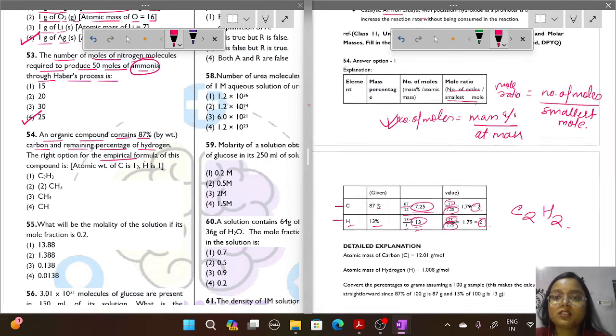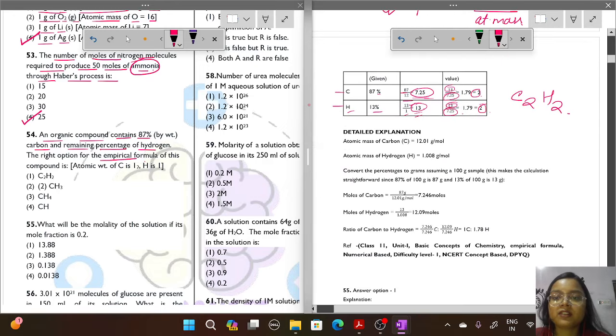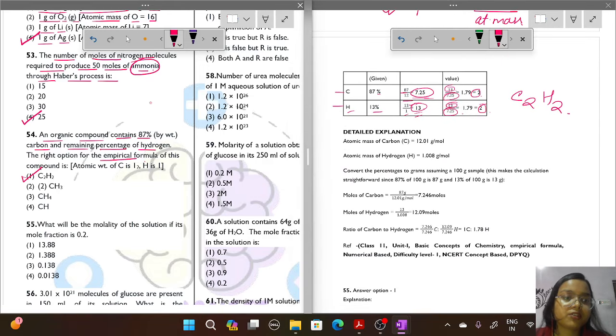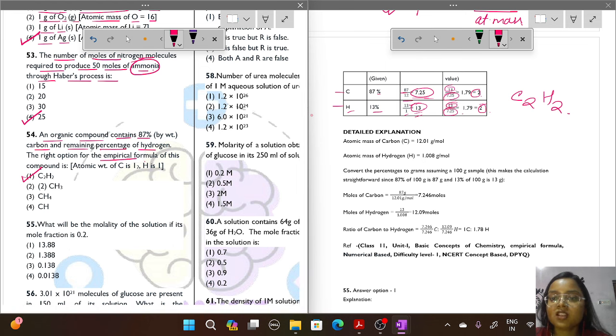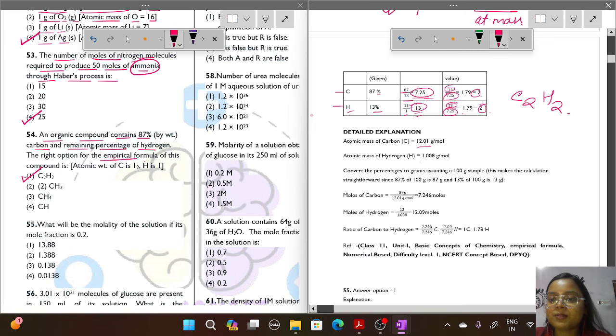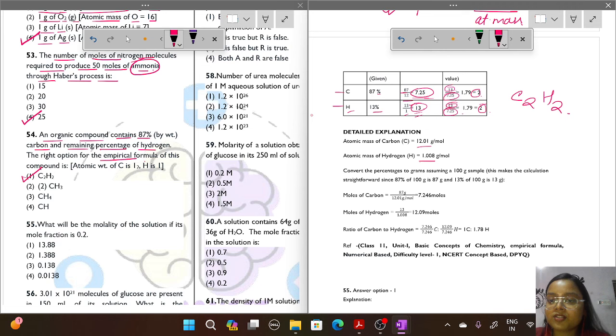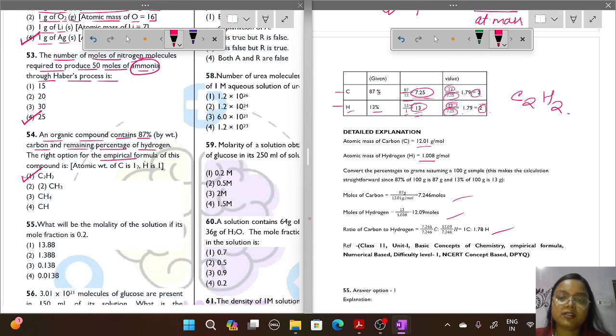Option number 1 will be the correct option here. If you want, you can go for the detailed explanation also. Atomic mass of carbon is 12.101 and atomic mass of hydrogen is 1.008. Now we have to convert the percentage. You can refer to this also, it is in the detailed version.